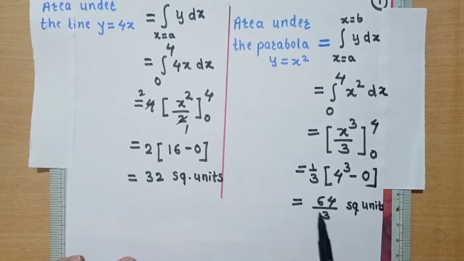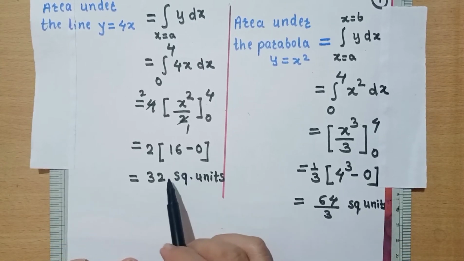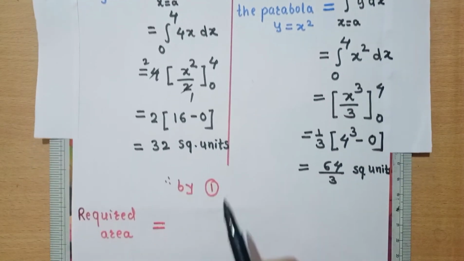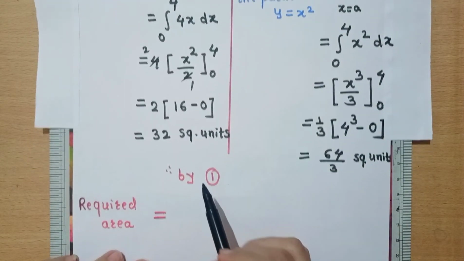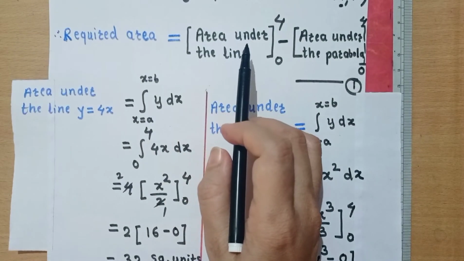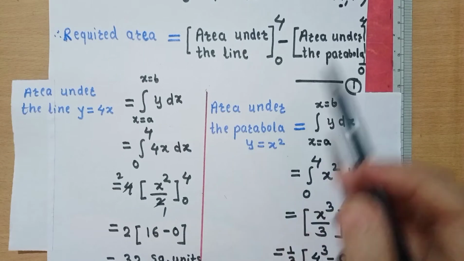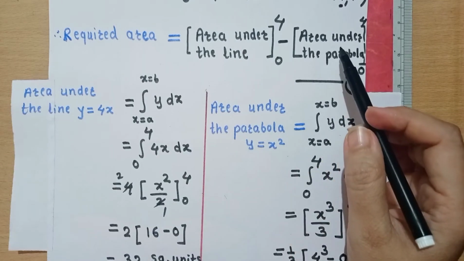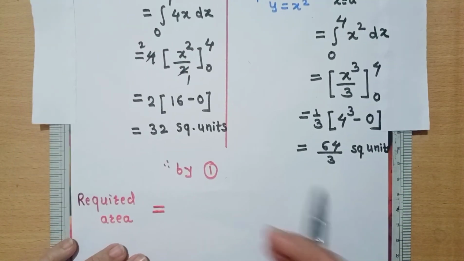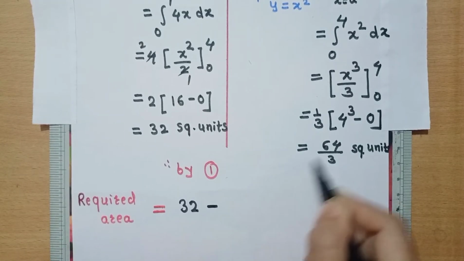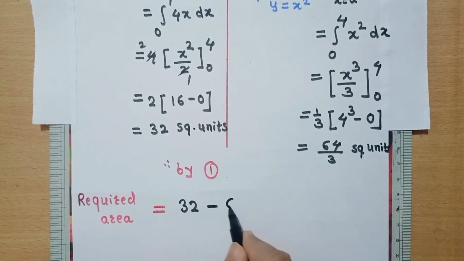And now we will subtract this value from this to find the required area. Therefore, by equation 1, this is our equation 1. First we will write the area under the line, and then we will subtract the area under the parabola. So this is 32, minus the area under the parabola, 64 upon 3.